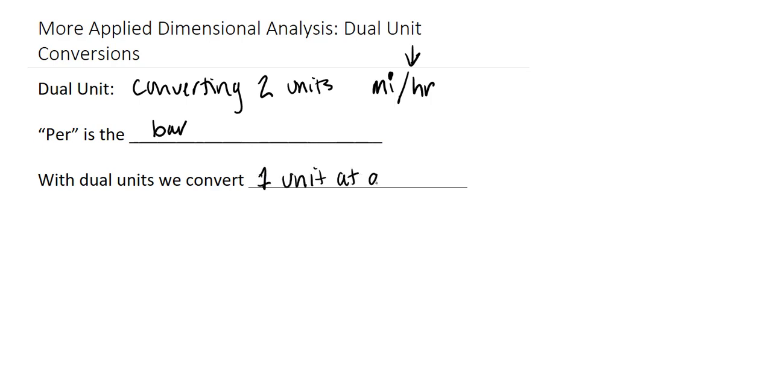at a time. So we can either, like say for this example, if we were going from kilometers to seconds or minutes, we would first convert either the distance and then we would do the time. So that's kind of what that means. So let's look at some examples.